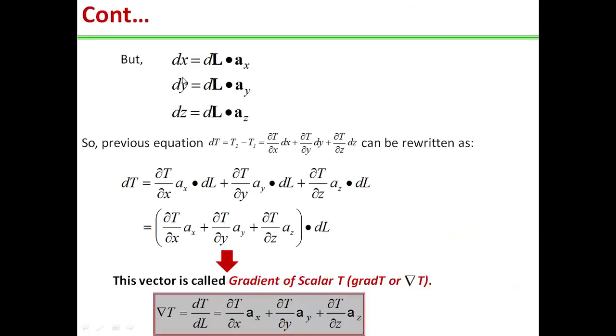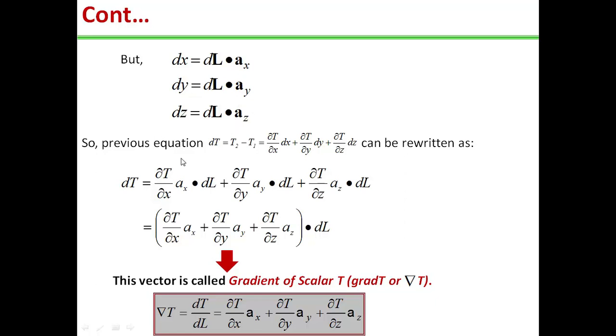Whereas we know dx is equal to dl dot product with ax. That means the differential length dx is equal to the differential length dot product with the unit vector. Similarly, in the y direction, dy is equal to dl dot product with the y direction unit vector, and dz is equal to dl dot product with the z direction unit vector, that is az.